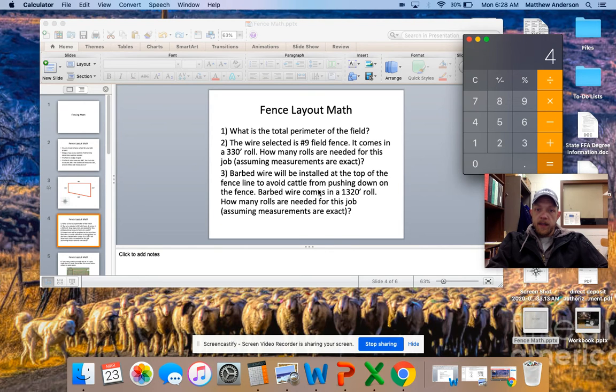You guys can see this slide here. I'm not going to go back to the play. I'm just going to read it in case your screen's small. Barbed wire will be installed on the top of the fence to avoid cattle from pushing down on the fence. So that's just an installation method that we do. We don't want them to crush that wire. A lot of times they'll rub. If we put barbed wire up there, it limits the rubbing. Barbed wire comes in a 1,320-foot roll. How many rolls are needed, assuming measurements are exact? Well, if you go back to our perimeter measurement, we saw that it was 1,320. The roll of barbed wire, pretty standard, is 1,320. Says we need 1.